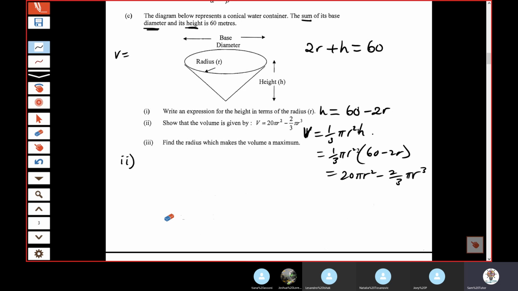Spheres are 4 on 3 pi r cubed. 4 on 3 pi r cubed. Spheres, that comes from circles. Squared, that's the area of a circle. Find the radius. I think I can leave that one with you guys.